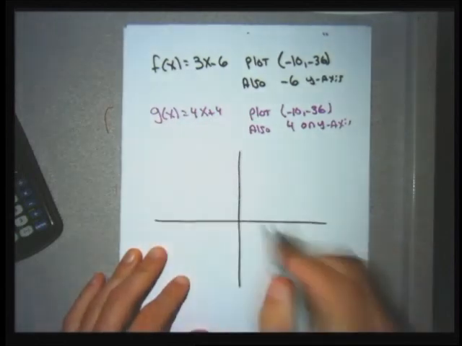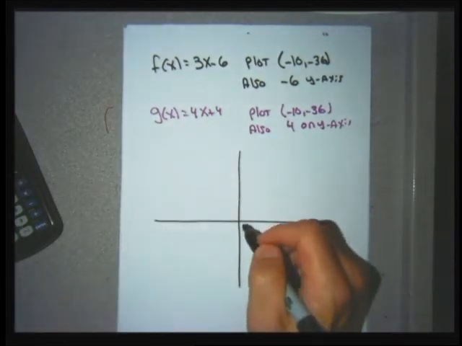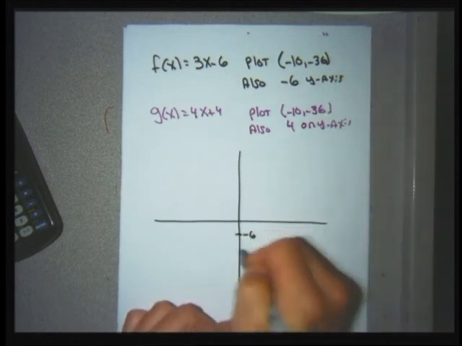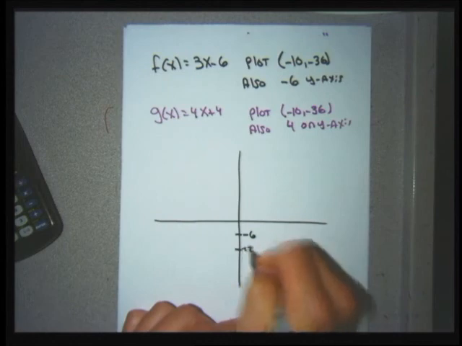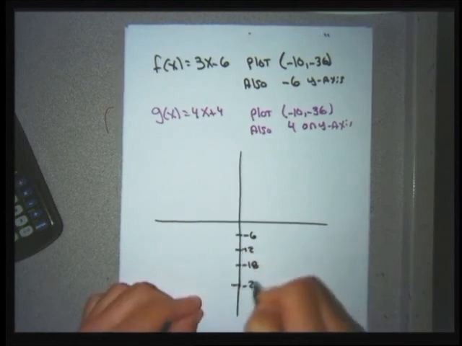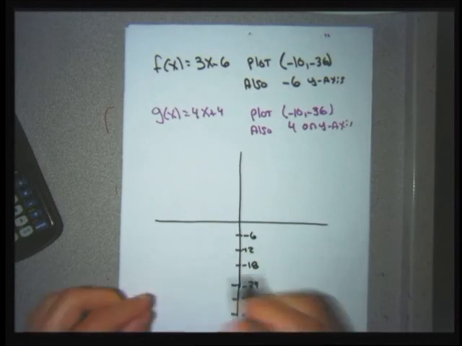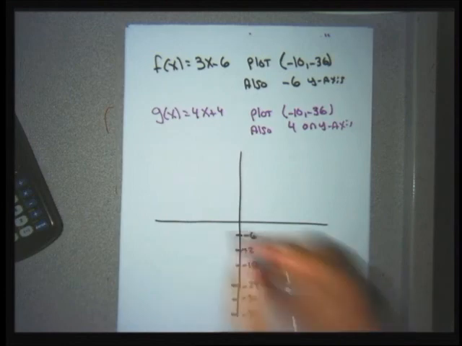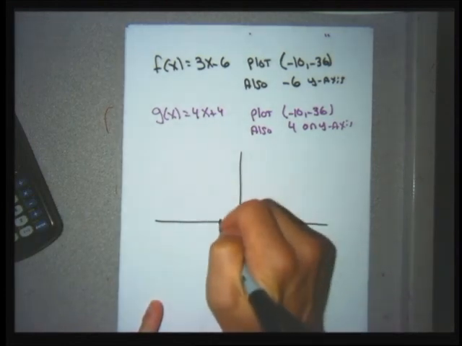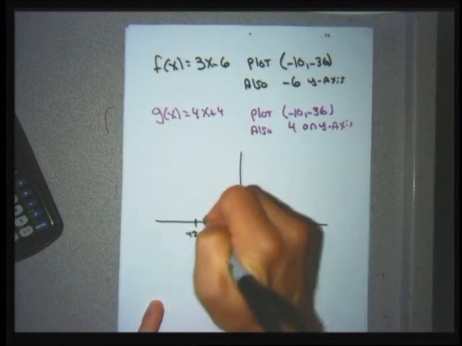So a -6, so oh gosh, I can't do these by 1. I've got to get down to 36, so I'm going to go by 6. So I'm going to go -6, -12, -18, -24, -30, and -36. And then on the x-axis, if I did by 6s again, there's 6, there's 12. So this is about 10.